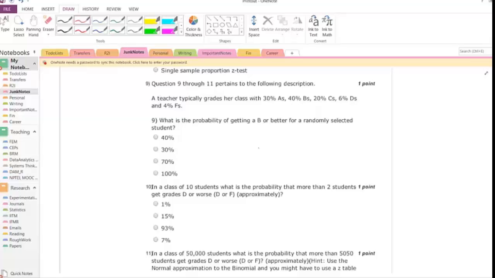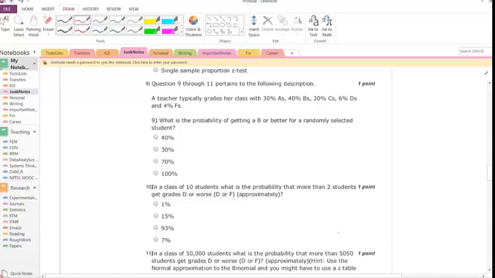The easier thing to do would be to find the probability that 0 out of 10 students get grades D or worse, 1 out of 10 students get grades D or worse, 2 out of 10 students get grades D or worse, and then add those 3 probabilities up, and then just do 1 minus that number. Okay, that way you're able to answer what is the probability that more than 2 students get grades D or worse. You do that by calculating the probability that 2 or fewer students get grades D or worse, and doing 1 minus that probability. So that should help you answer that question.